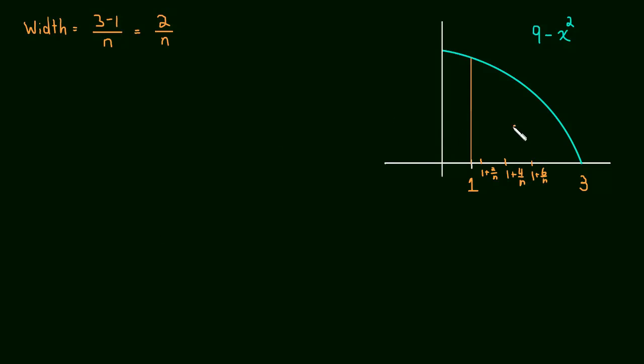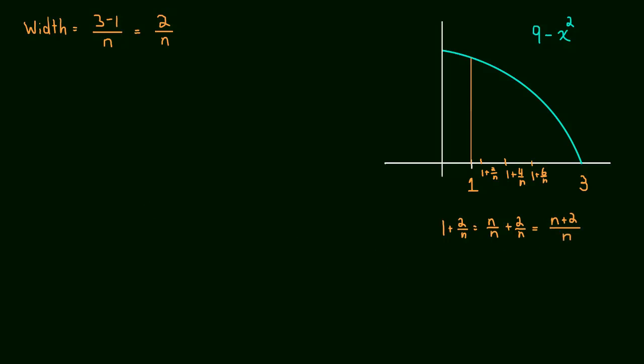And I don't mean to confuse you by saying that these are the actual widths. That's much bigger than the actual width would be if we use a lot of rectangles. I was just marking values. But anyways, let's examine that a little bit more. What is 1 plus 2 over n? Well, this is equal to n over n plus 2 over n, which is equal to n plus 2 over n.